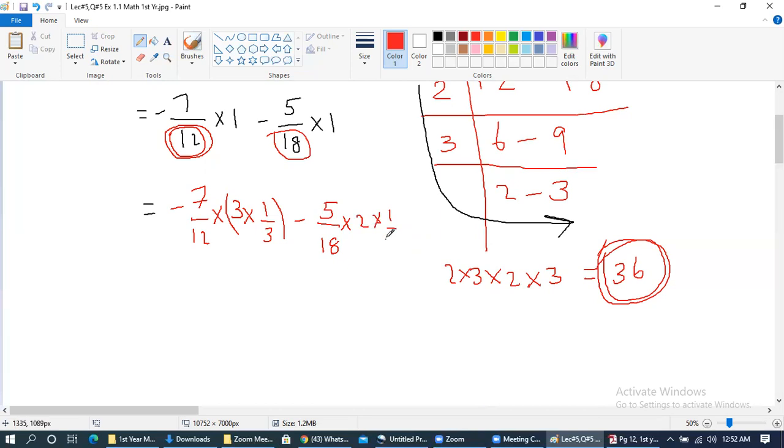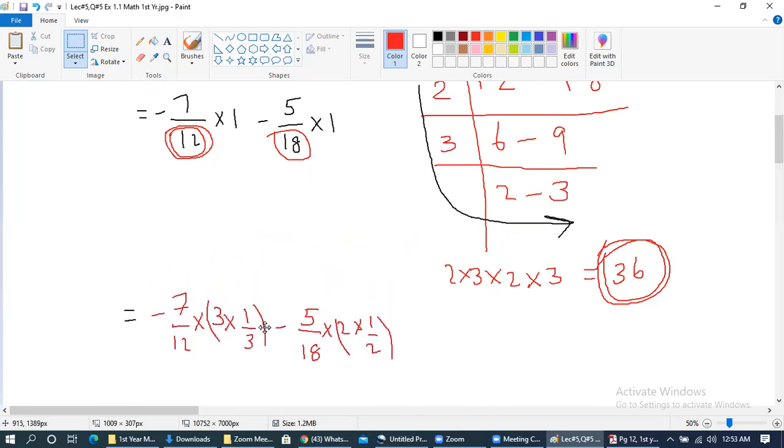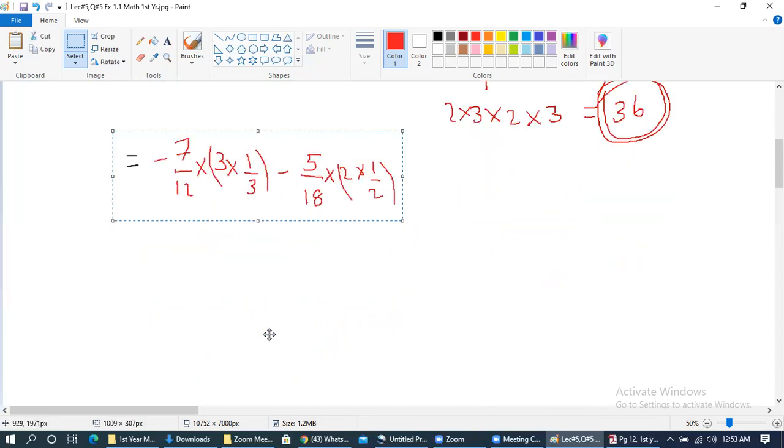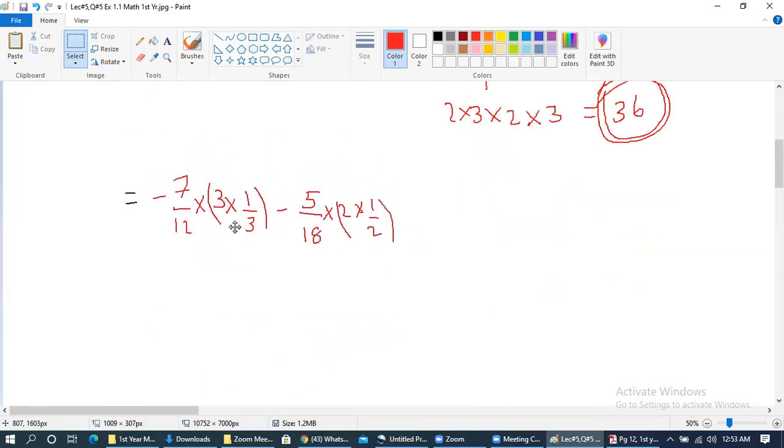Because in place of 1, you may write the multiplicative inverses of each other. Here 3 and 1 by 3 are multiplicative inverses of each other, while 2 and 1 by 2 are also multiplicative inverses of each other, because their net result is equal to 1, because they are cancelling each other. Anyhow, now we'll be proceeding ahead.